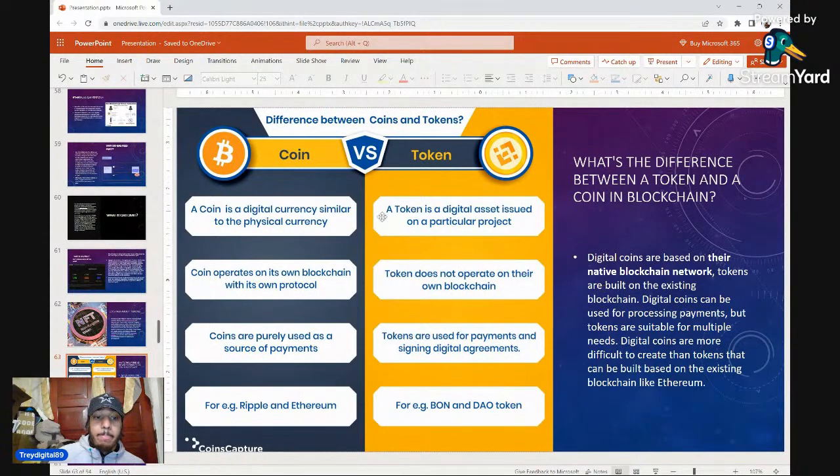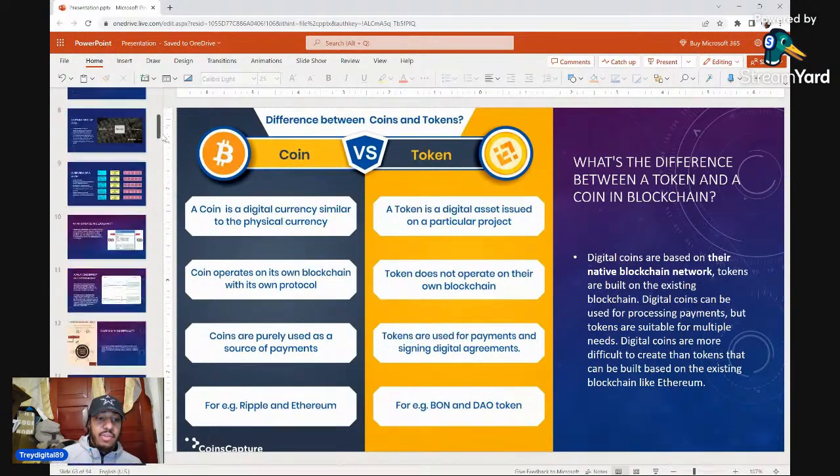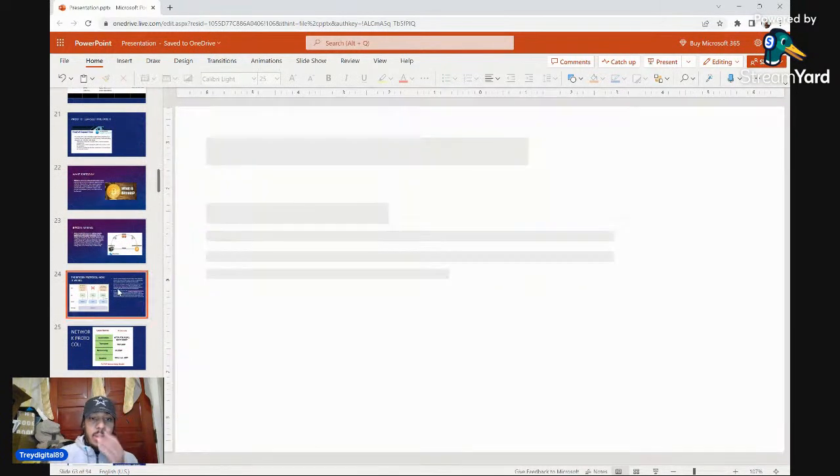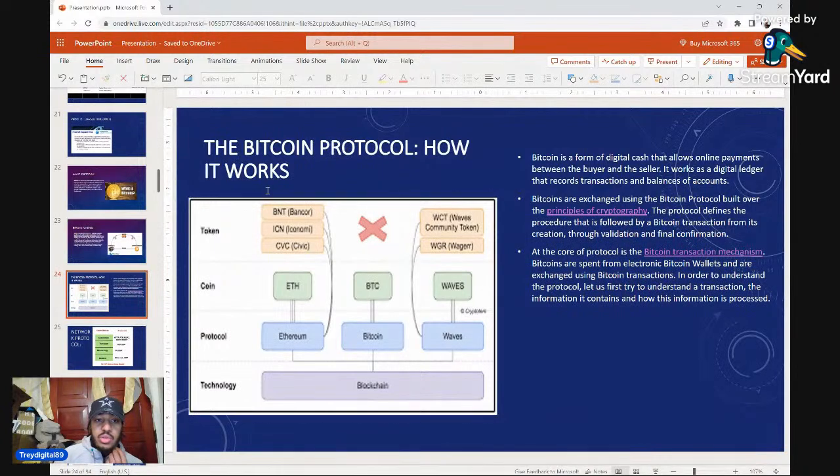So coins operate on their own blockchain, which is its own protocol, like Bitcoin. Bitcoin is a protocol for Bitcoin. So before that, so you won't get too confused, I actually have it here. Okay, going back so I won't be confused. So the Bitcoin protocol, how it works: Bitcoin is a form of digital cash that allows online payments between the buyer and seller. It works as a digital ledger that records transactions and balances of accounts. I don't have to go through all this, so you see where the protocol is at.